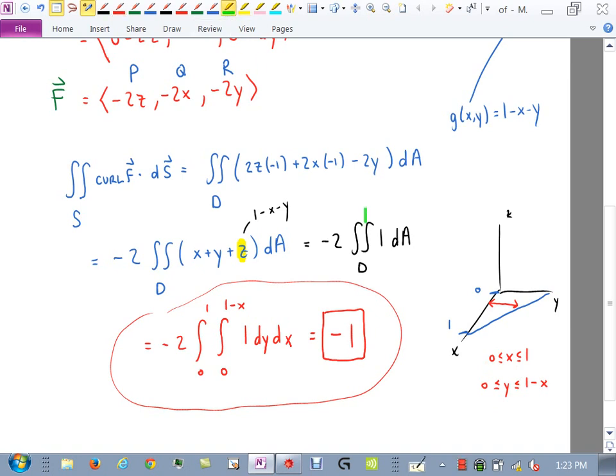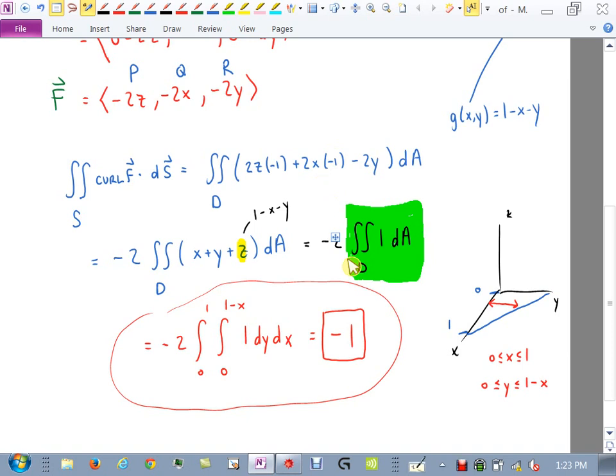Yeah, what is this right here? That's the area of what? It's the area of D, right? And D is that triangle on the ground, right? What's the area of that triangle? Well, each side is 1, right? Base times height times half, so it should have been half. And if you just multiply -2 times half, you get -1.